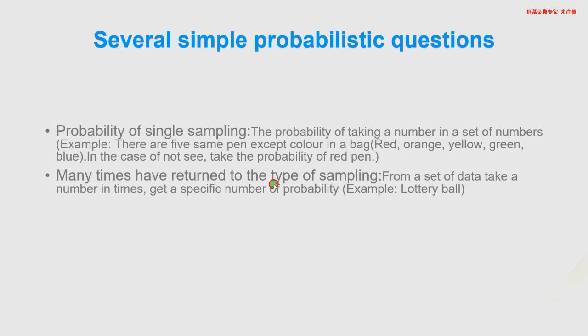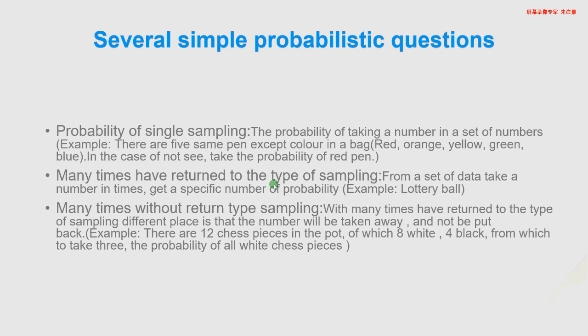The second one is that many times have written to the type of the singly. From a set of data, take a number at a time, to get the probability of a specific number. The third one is that many times we are written type of singly, in different places, where the number will be taken away and not be put back. For example, there are 12 cheese pieces in the pot, of which 8 are white and 4 are black. You take 3; what is the probability that all are white cheese pieces?